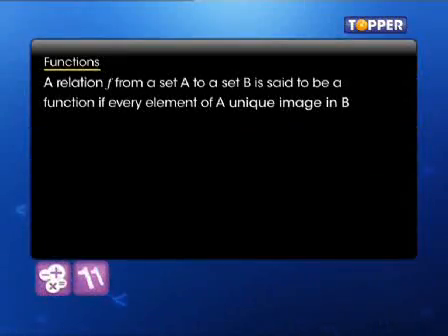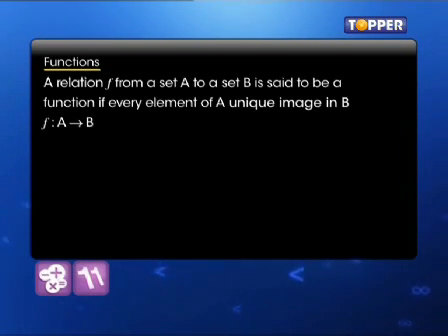We say that a relation f from a set A to a set B is said to be a function if every element of A has a single image in B. Let's explore this further. Consider two non-empty sets A and B. Now, an element a of the set A can be related to an element b in the set B if we can define a function which can associate a to b.